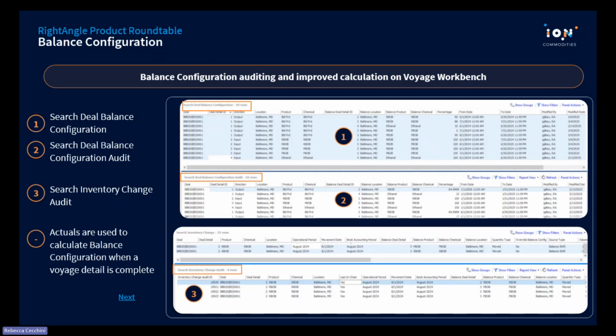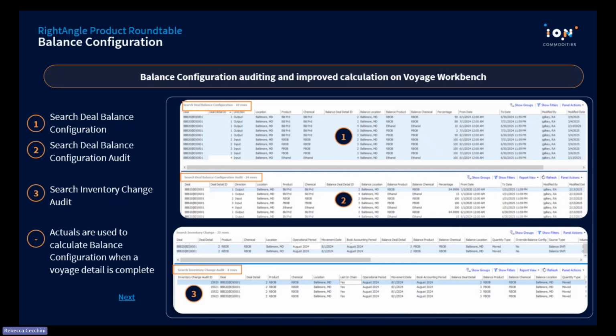So we have a new report, the search deal balance configuration. It's a standalone report, and it's good for those users who might not have access to the deals. But you can nest the search deal balance configuration audit report underneath that, and it'll provide all the changes that have been made on a given deal. We also added search inventory change audit, and this allows you to see how those changes have occurred over time. So now you really have some great tools to be able to see all of that detail.